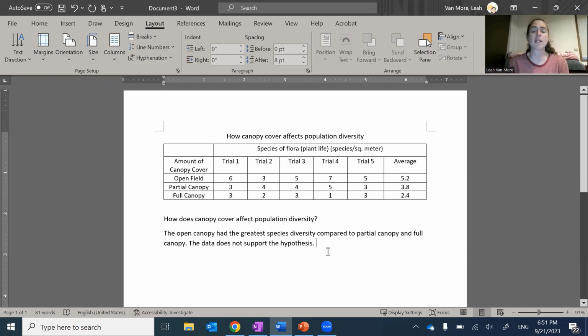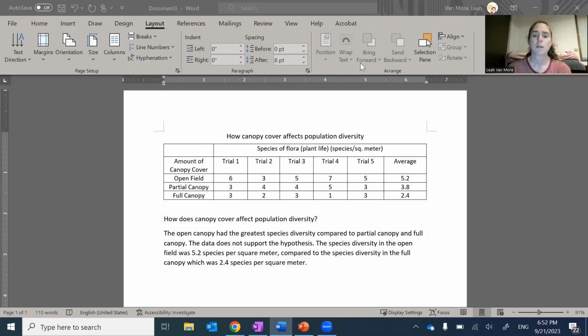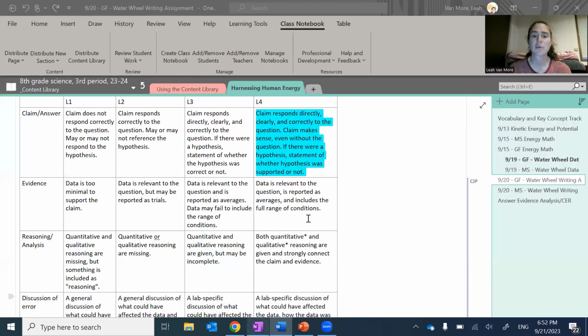So I want to say something about how the open field had an average species density of 5.2 species per square meter compared to the full canopy that had a species diversity of 2.4 species per square meter. Now, I can certainly also include the 3.8 in the middle. That's totally fine. I don't have to, however, as long as I have that full range covered. So now I have both of these written, and I'm covering the full range. I use the averages.